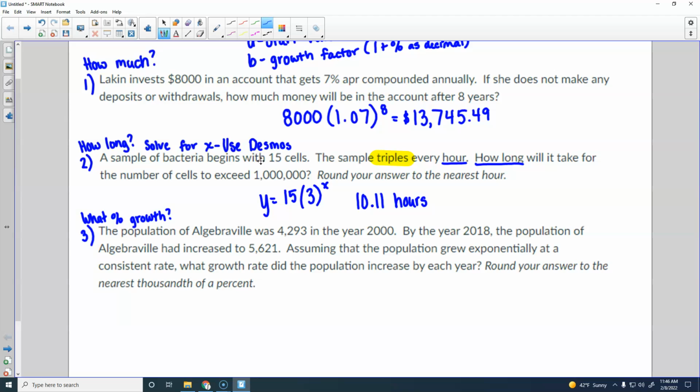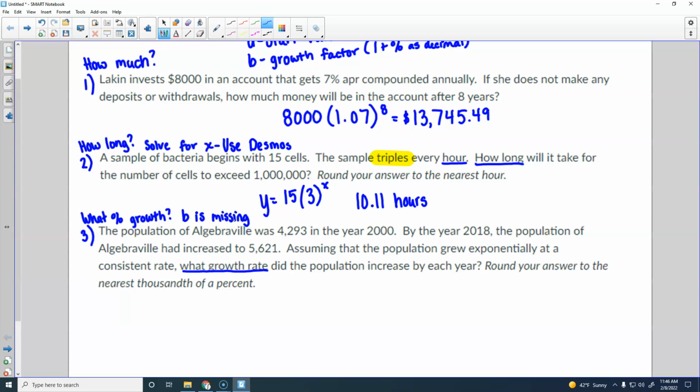Okay, so these, in my opinion, are the most difficult problems to do. So let's start off. It says what growth rate. When you see that, B is going to be missing.